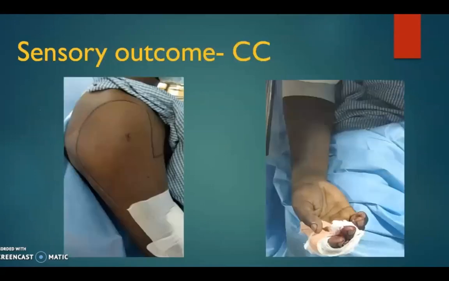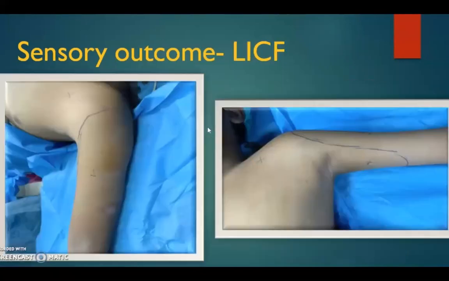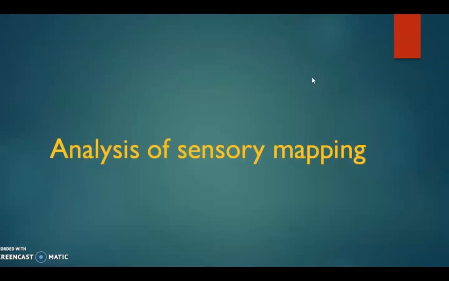So this was the sensory outcome of the costoclavicular block, in which we can see that there was involvement of the entire skin over the hand and the forearm, also the arm, except the area of the superficial cervical plexus. Also, this was the sensory outcome in the patient in whom we had performed the lateral infraclavicular fossa block. This showed a similar sensory mapping with involvement of the distal forearm and hand and also the arm, except this area, which is the intercostobrachial and the C3-C4 zone.